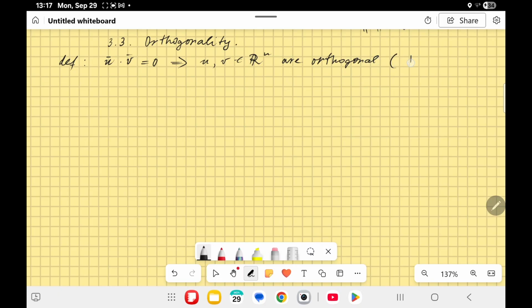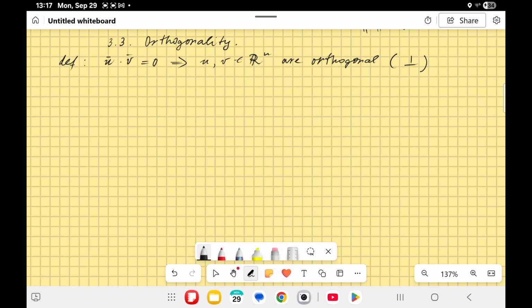Well, in simple words, perpendicular to each other. And yes, for 2-3 dimensions, it's literally going to mean that the angle between them is 90 degrees. For more dimensions, it's just going to mean that the dot product is equal to 0. So basically, we are defining that vectors are orthogonal when the dot product is equal to 0.